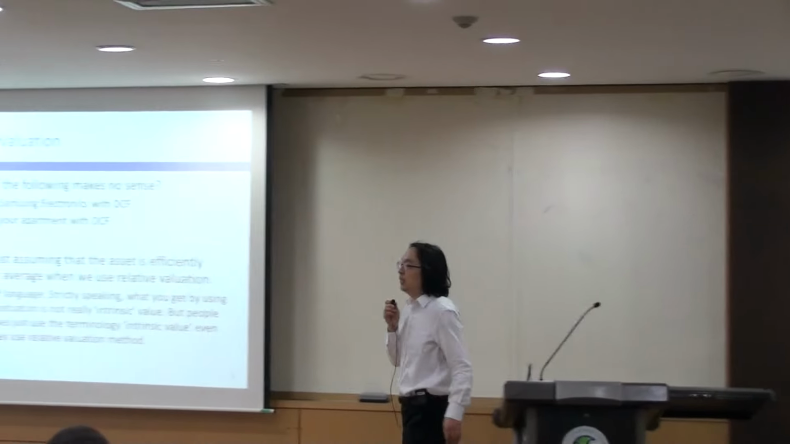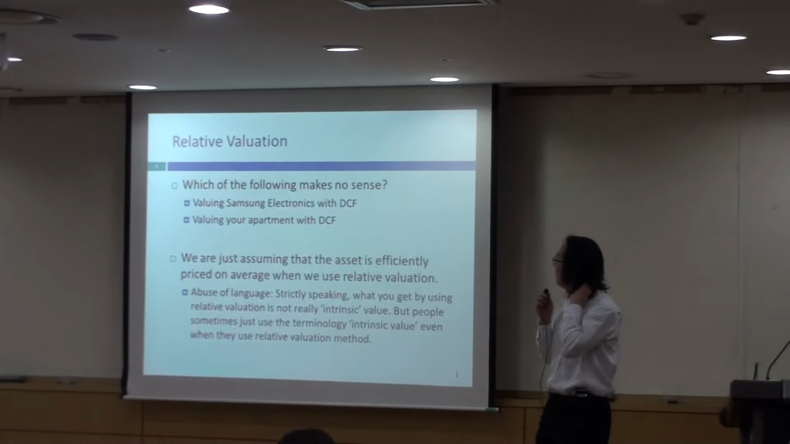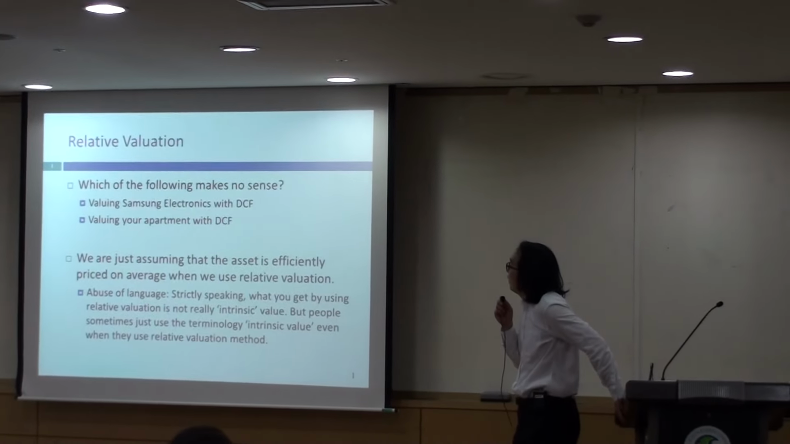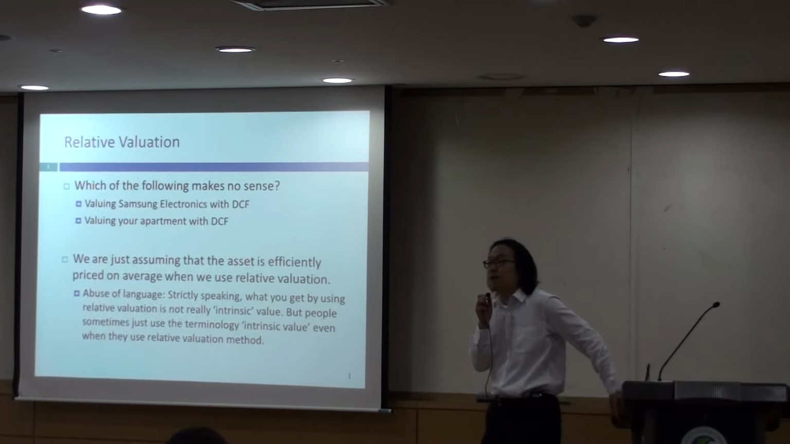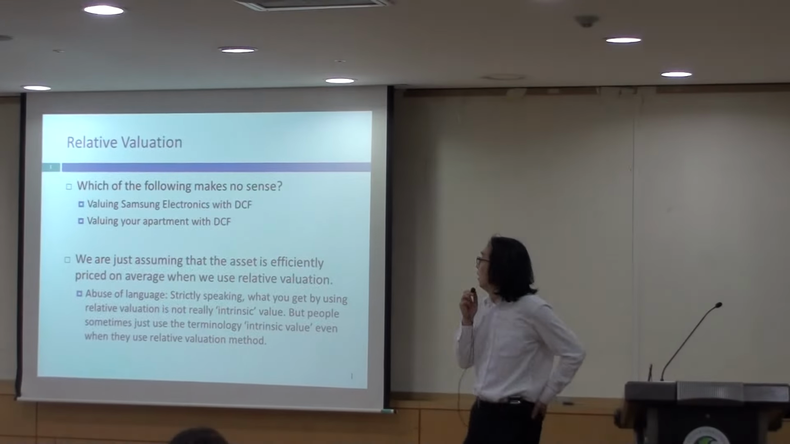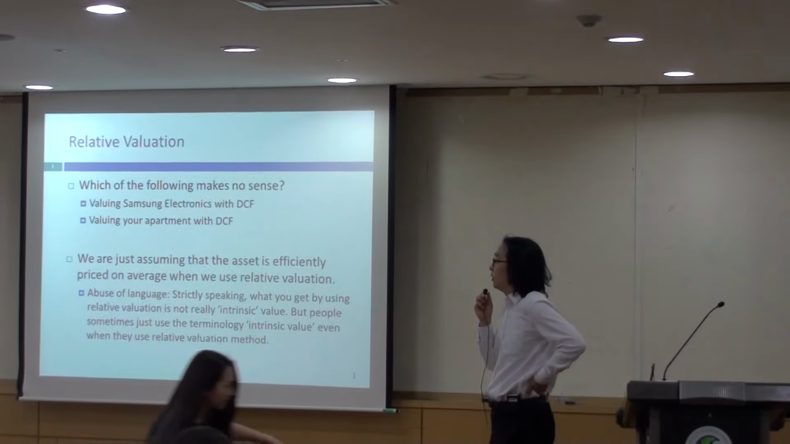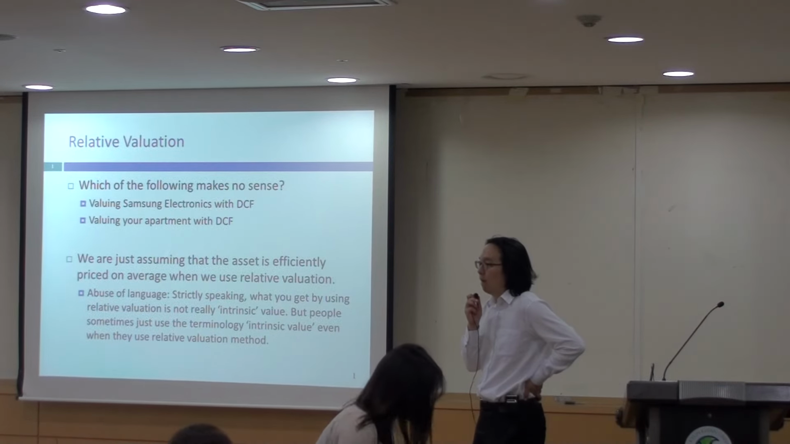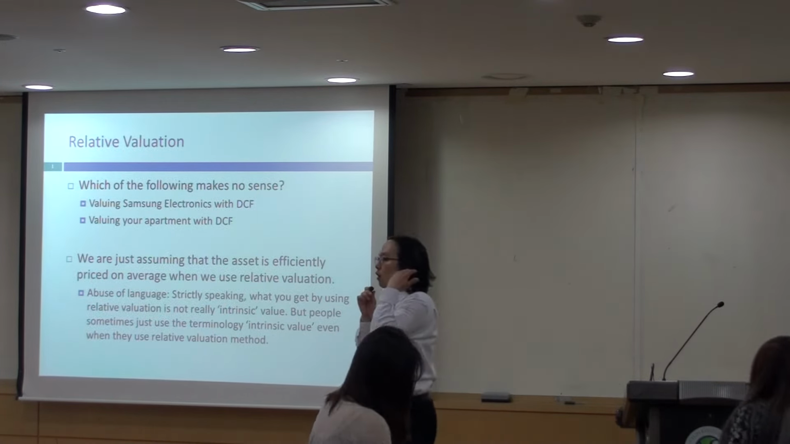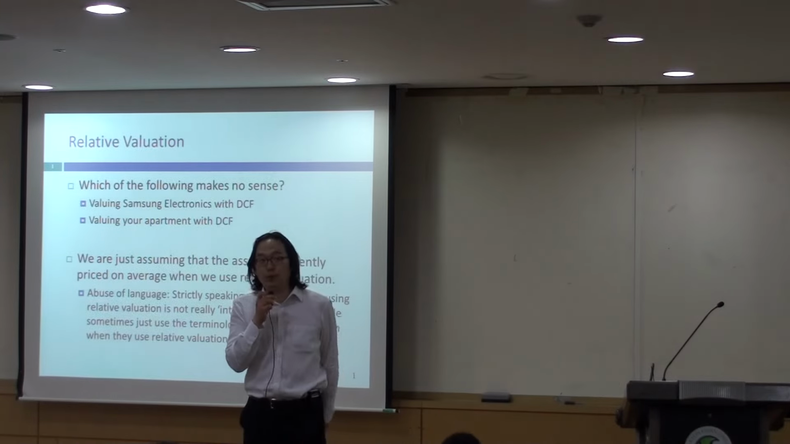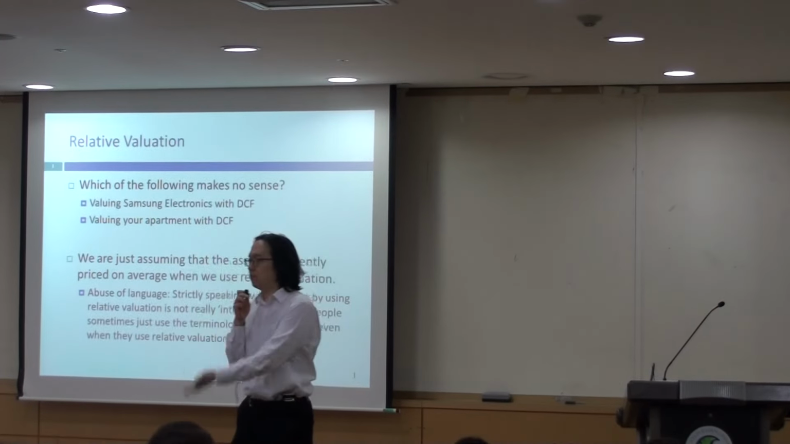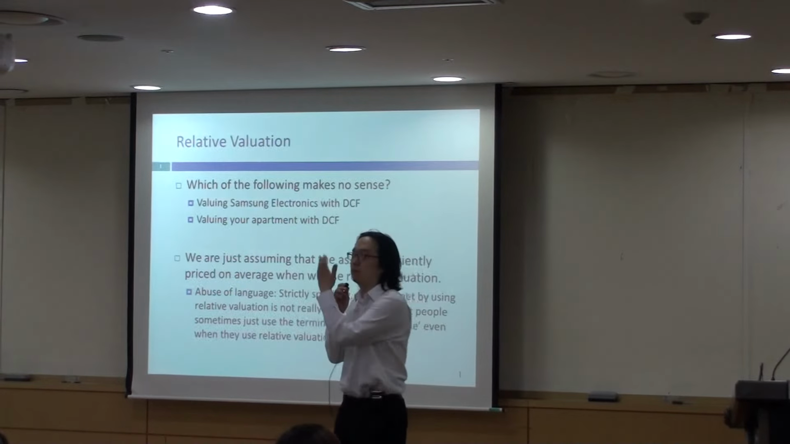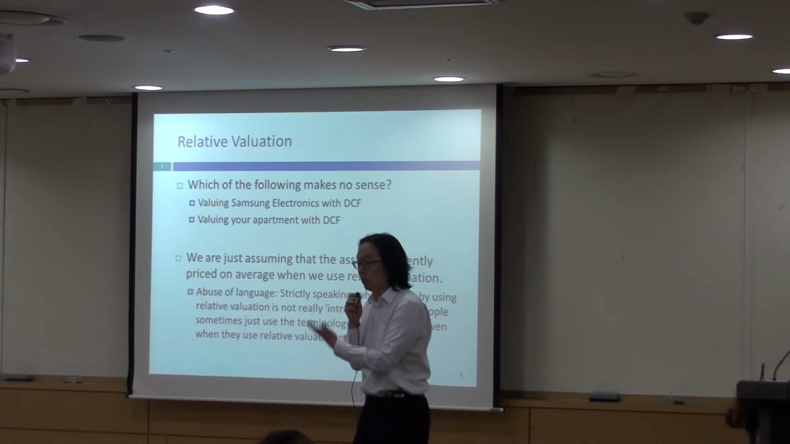So before we start, try to answer this question. Which of the following makes no sense? First is valuing Samsung Electronics with DCF. The other is valuing your apartment with DCF. The second one, right? I mean, if you try to value your apartment by trying to expect how much cash flow you can generate with your toilet bowl or bedroom windows, does not make any sense.